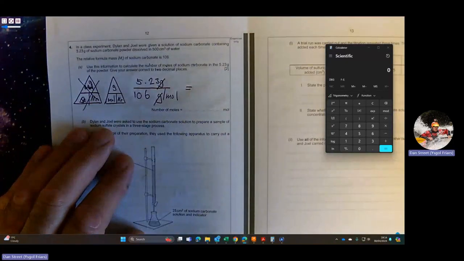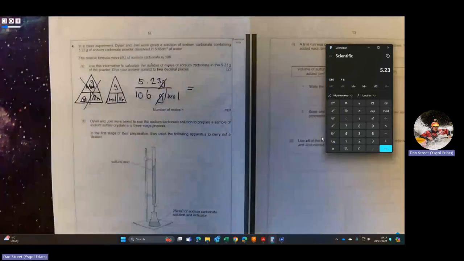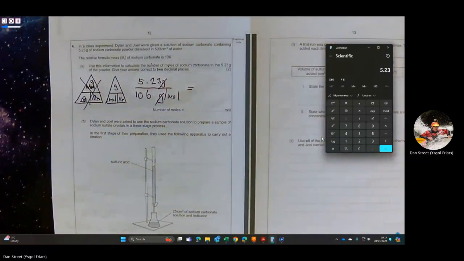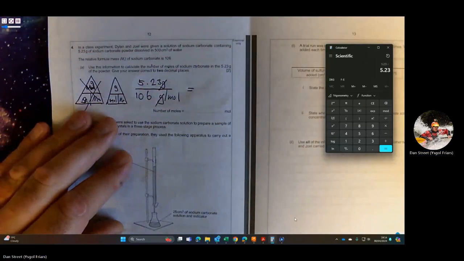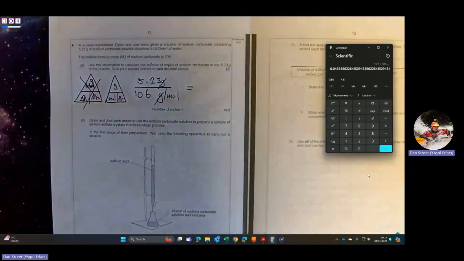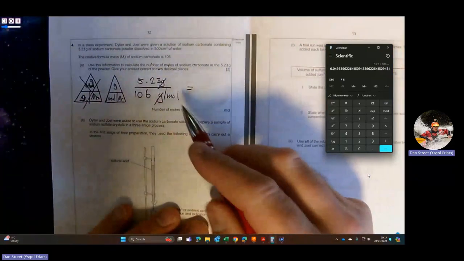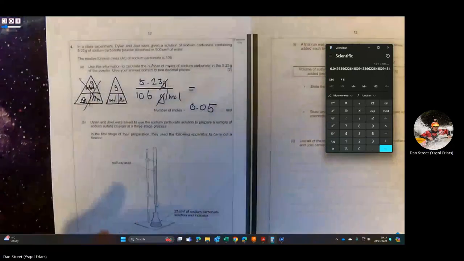Let's pull that through the calculator. 5.23 divided by 106 gives us 0.049 and so on, but it does say in the question to 2 decimal places, so that rounds up to 0.05 moles.